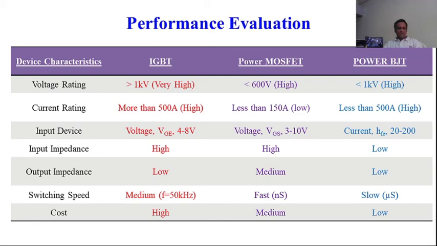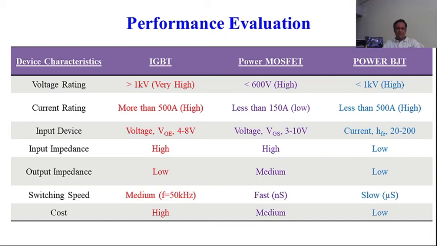IGBT has a high input impedance because the gate is isolated. The same thing applies to the power MOSFET. The gate is isolated, so its input impedance is also high. For the power BJT it is low. Now coming to the output impedance, IGBT output impedance is low like the BJT, but the power MOSFET has a medium range. It is not low, it is greater than the IGBT and BJT.